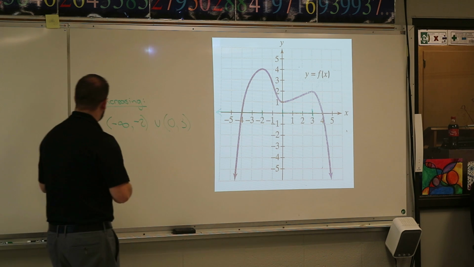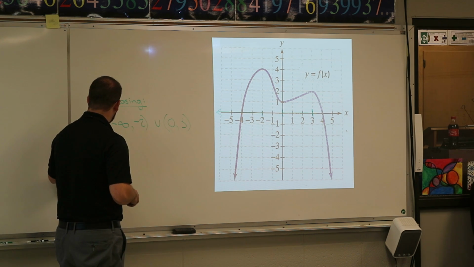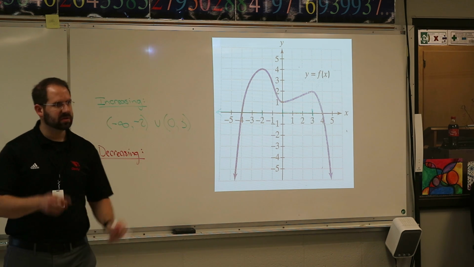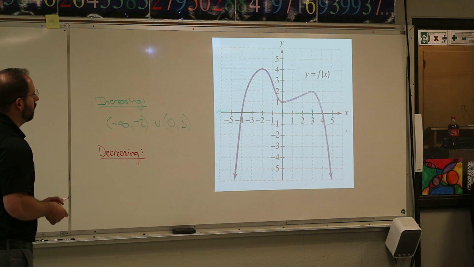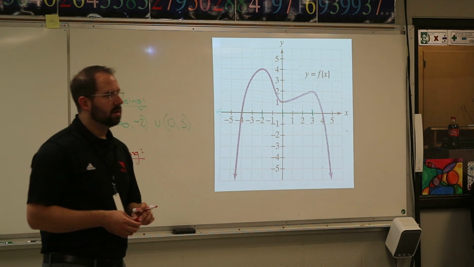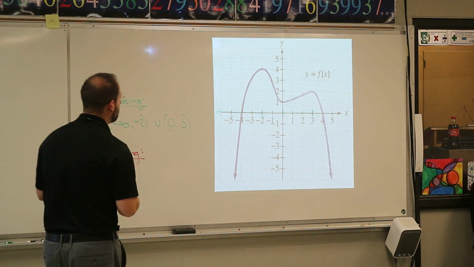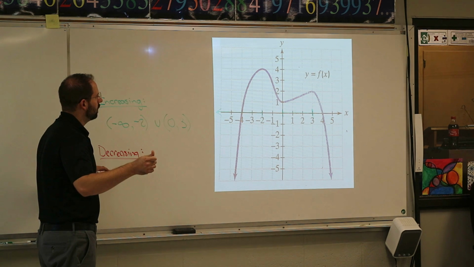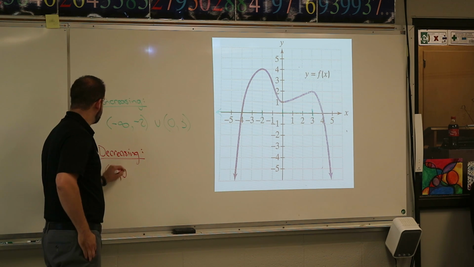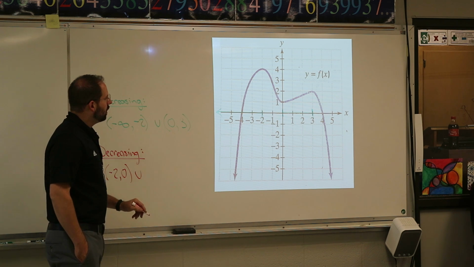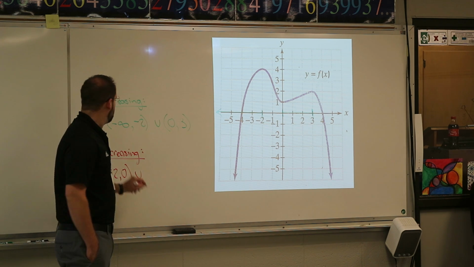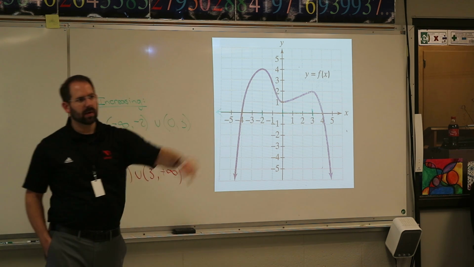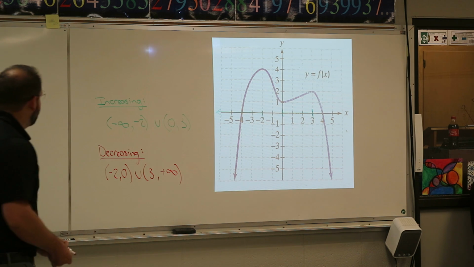So then decreasing's set. Can somebody give me the notation, how am I going to write this decreasing part? Where's the band? What's the domain? Somebody just start to say it. -2 and 0 with parentheses, and union? 3 and positive infinity. Because you're using the x's, positive goes out. Yeah, positive infinity. Okay, there's your increasing, decreasing.